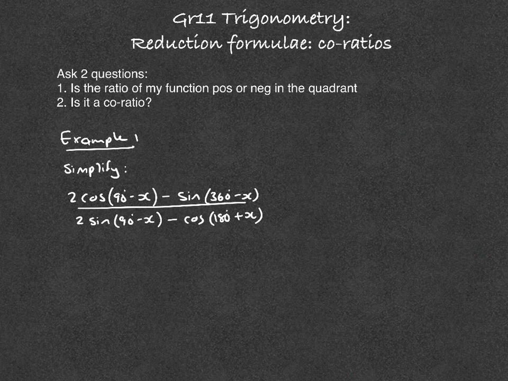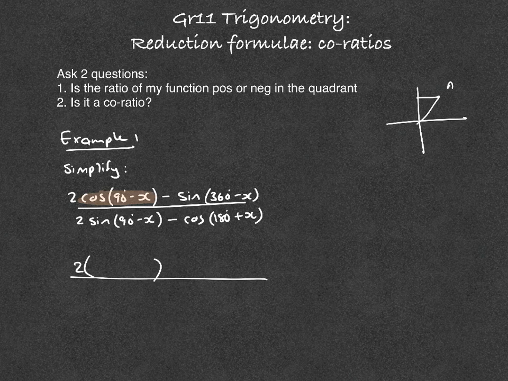So again, what's better than doing one question? Let's do 4 questions. Yes. So what we've got here is cos(90 minus x). Let's follow our structure here. My first question is, is the ratio of my function positive or negative in this specific quadrant? So we're going to ask, is cos(90 minus x)? Where's 90 minus x? That would be in the first quadrant, right? So is cos positive there? Well, yeah, everyone's positive in quadrant 1, right?